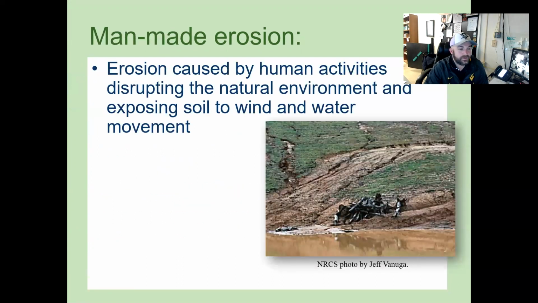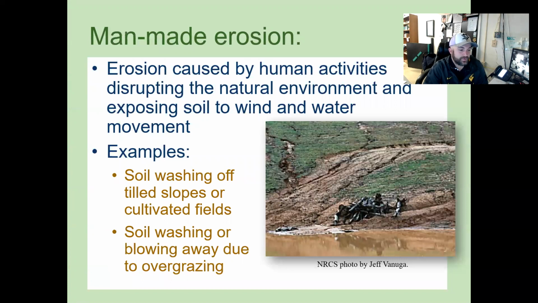So, man-made erosion. This is erosion caused by human activities disrupting the natural environment and exposing soil to wind and water movement. Some examples of this could be soil washing off tilled slopes or cultivated fields, or soil washing or blowing away due to overgrazing. So we as humans, we need to do what we have to do to get crops going, put new buildings up. So over time, that's going to cause erosion in a lot of different areas.